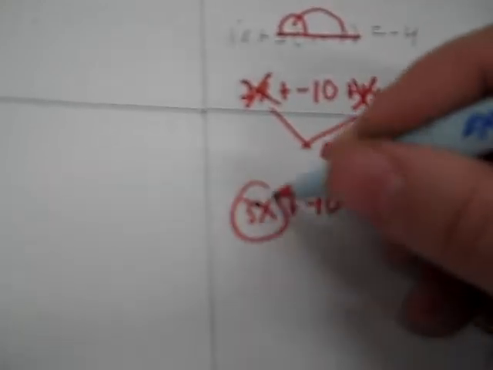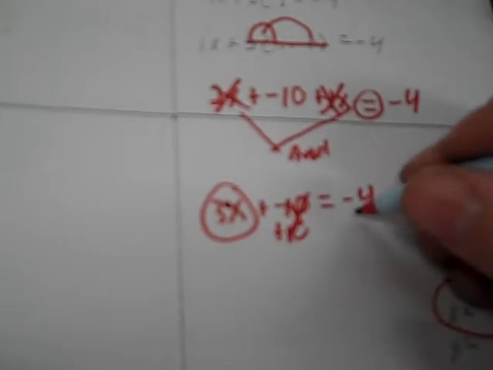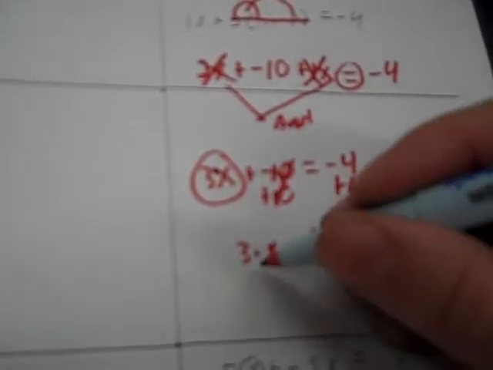Okay, so I'm going to dot my 3, circle it. Negative 10 would be plus 10. So I have 3 dot x, and it's not 14, it's negative 4 plus 10, which is 6. And now divide by 3, and 6 divided by 3 is 2.